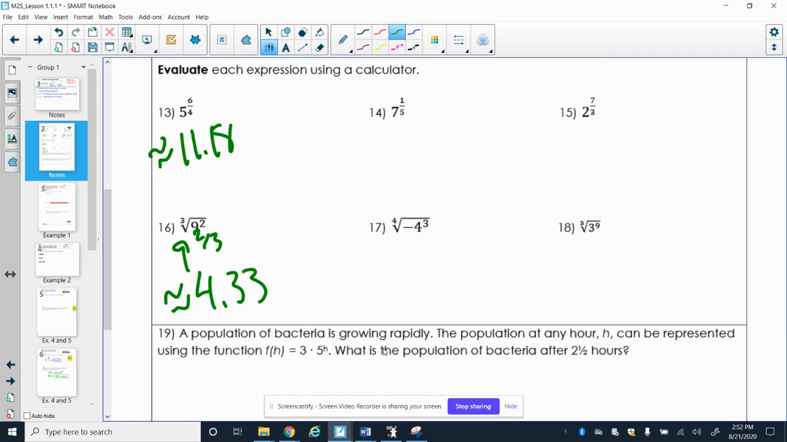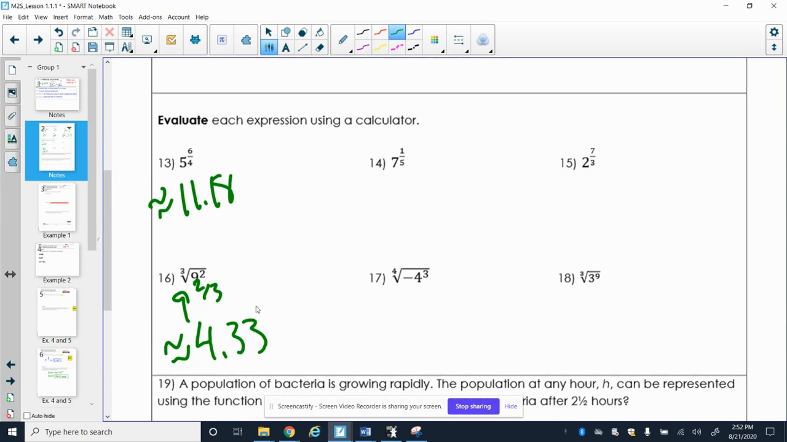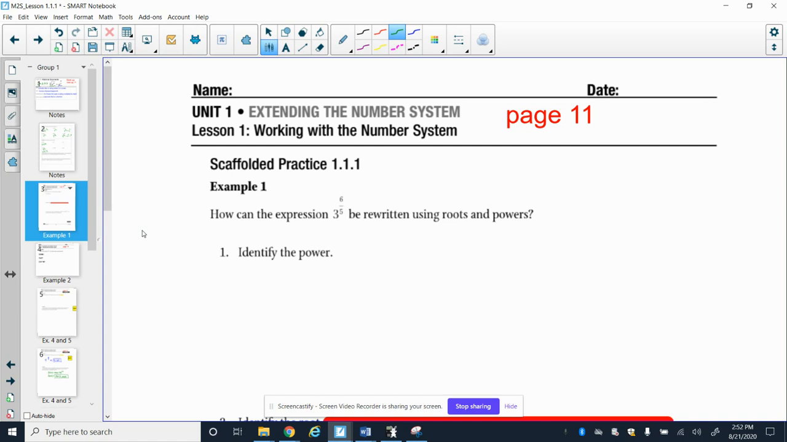Okay, so I just want to do some intro examples. Our book only has a couple examples in there. So now let's actually get into specific pages in our textbook. So page 11, how can the expression 3 to the 6 over 5 power be written using roots and powers?